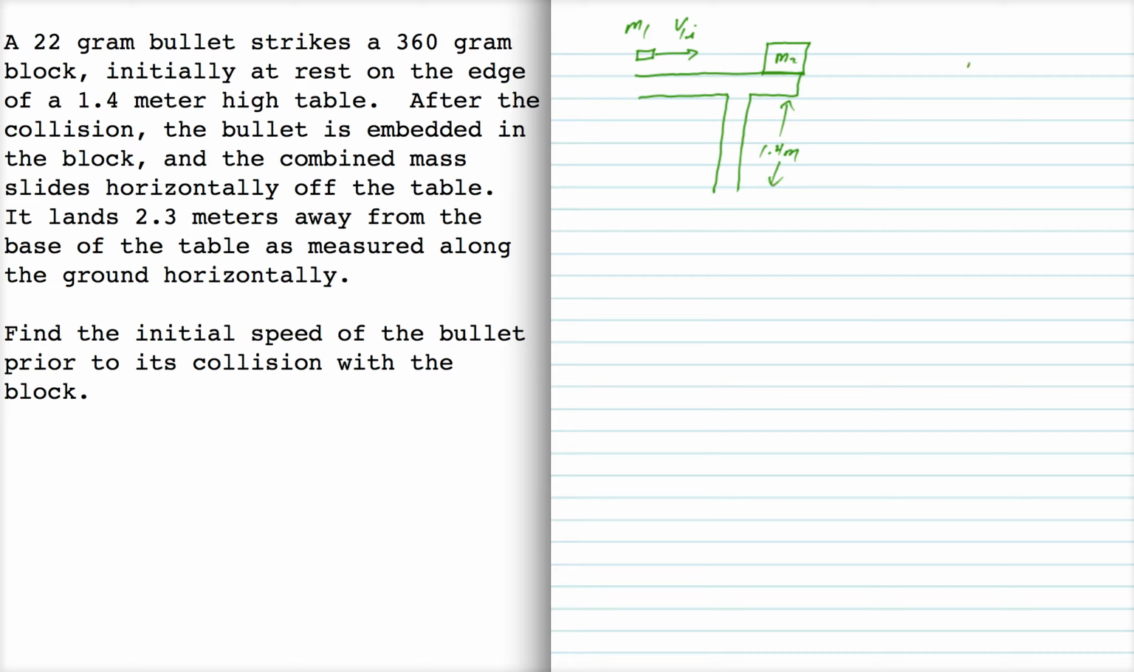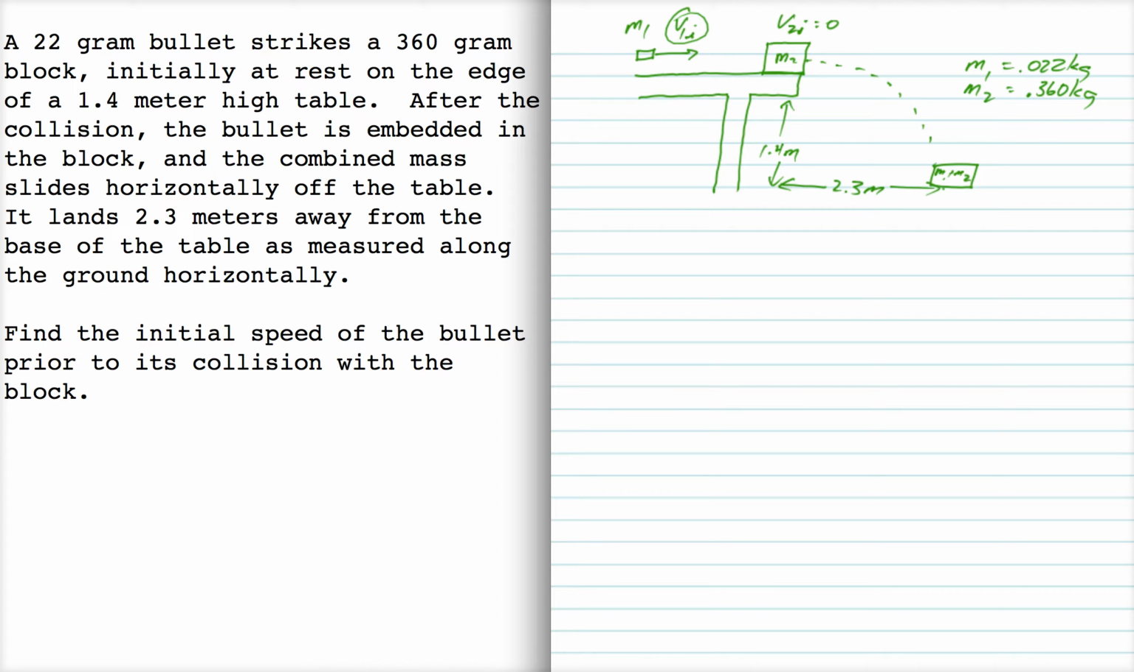Let's see, we have M1 is 22 grams and M2 is 360 grams. And then we're told that after the bullet hits the block, the bullet becomes embedded in the block, and the two combined things land 2.3 meters away horizontally from the base of the table. That's where M1 plus M2 eventually lands. And we want to know V1I. We know the V2I is 0. This thing is originally at rest.